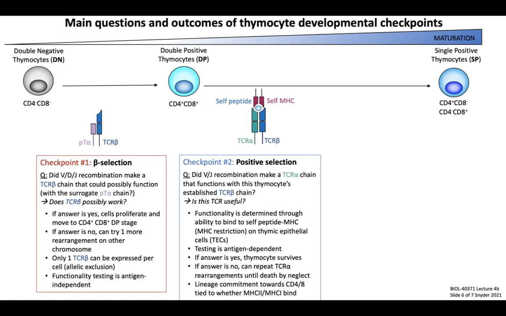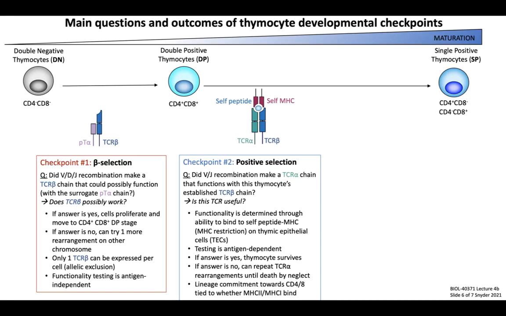Another important difference between beta selection and positive selection is the fact that while the TCR beta chain only gets 2 total chances to recombine a successful protein due to allelic exclusion, the TCR alpha chain can undergo repeated rearrangements until either the candidate TCR functions properly or the cell undergoes apoptosis by death by neglect, whichever one happens first.